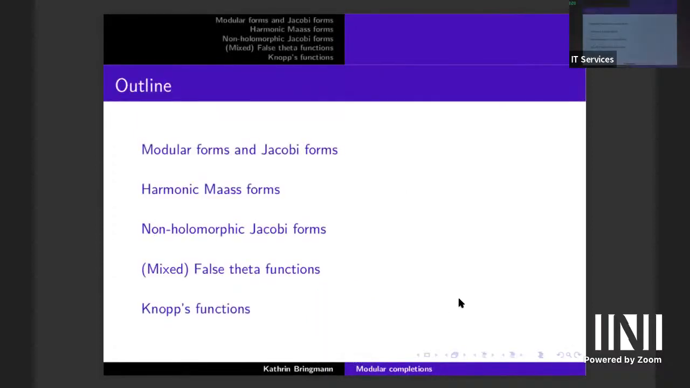Now it is moving. So I want to say a little bit about modular forms and Jacobi forms first. But I'm assuming people know what modular forms are. I'm just going to give the basic examples I need. Then I will speak about harmonic mass forms, even though we've already seen them during this conference. I also require non-holomorphic Jacobi forms. Then I want to speak about false theta functions, and sometimes they're multiplied with modular objects. Those are mixed false theta functions. And then I want to finish with speaking about some functions considered by NORB and how to complete them.